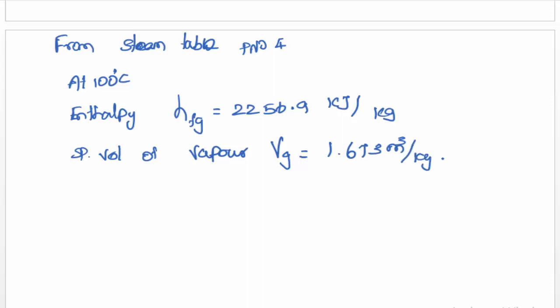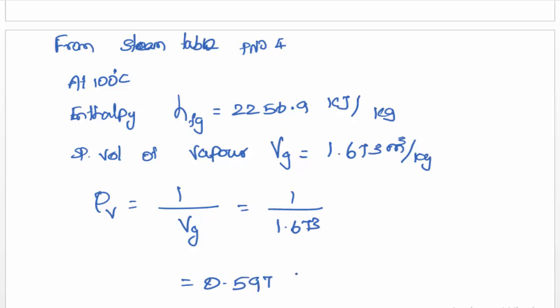Now from the specific volume you have to find out the density of the vapor. So density rho of vapor equal to 1 divided by specific volume of vapor, which is equal to 1 divided by 1.673, which will be 0.597 kilogram per meter cube. This is your density of the vapor.